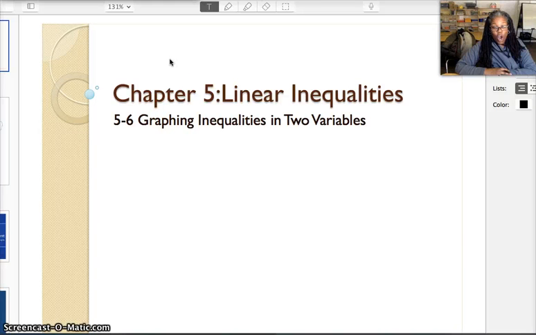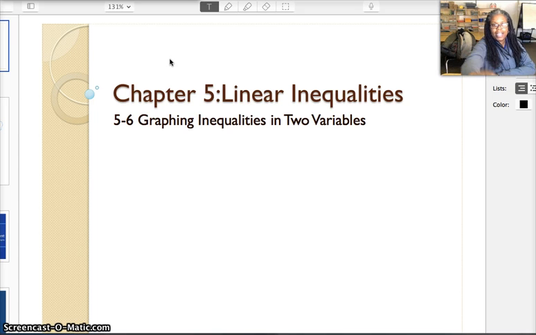Hi everybody, we are in chapter 5 and we finally reached the end of chapter 5, which is section 5.6. We're going to be talking about linear inequalities, and specifically we're going to be talking about graphing inequalities in two variables. So this is going to look a lot like graphing y in y equals mx plus b form, graphing linear equations, but we have a bit of a twist and we'll talk about that.